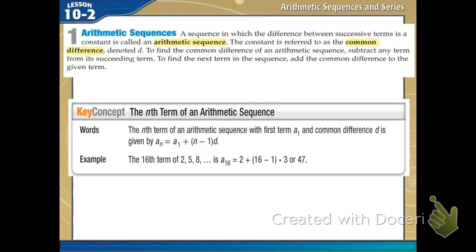So here's an example right here of some terms. This is a sequence. What do you notice about these numbers? To go from 2 to 5, you add 3. To go from 5 to 8, you add 3. That means that D is 3, the common difference. And D can either be positive or negative.